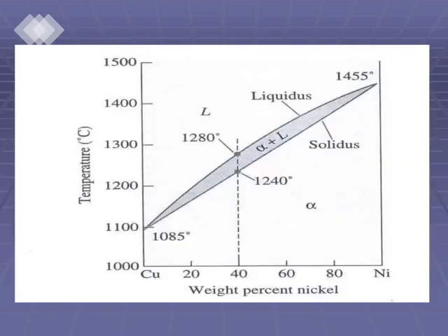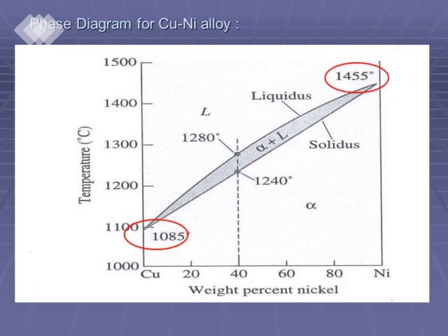Now let us take an example of a copper-nickel alloy phase diagram. Remember that this is the melting or freezing temperature for pure copper, and this is the melting or freezing temperature for pure nickel. Why? Why does this point represent both the melting and freezing temperature for the pure element?